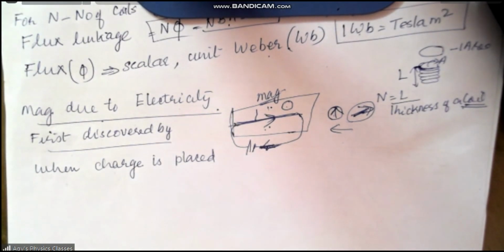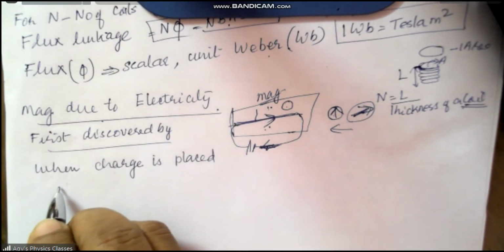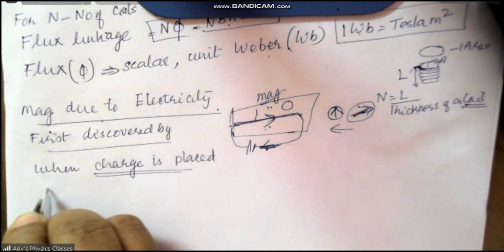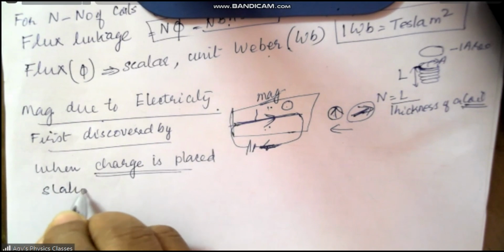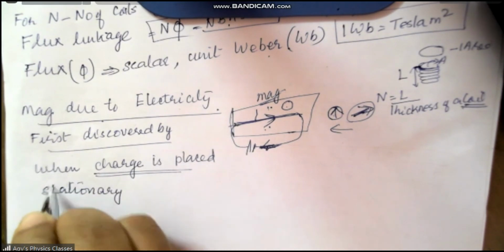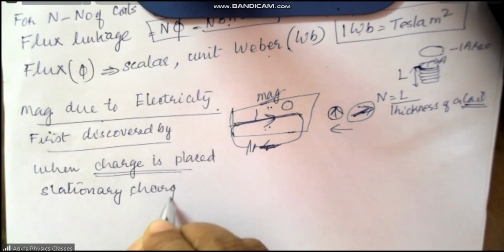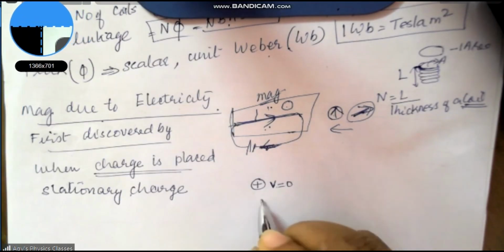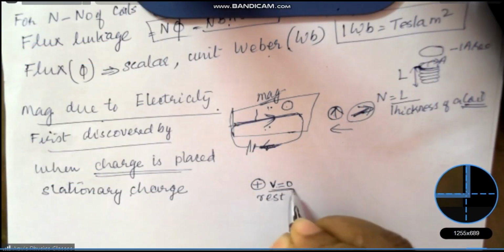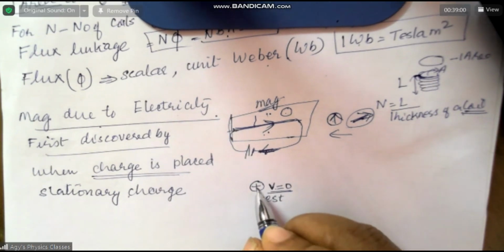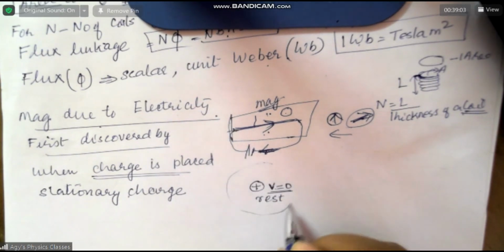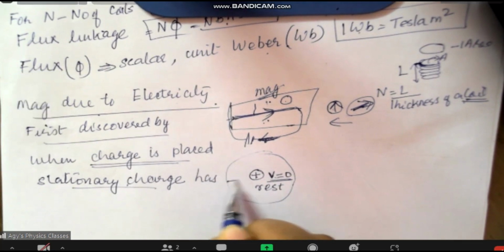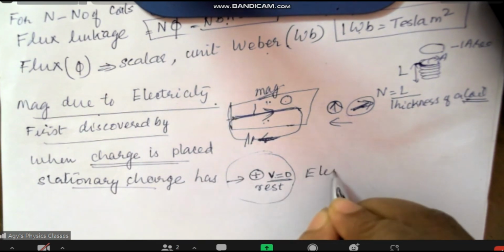Okay, when a charge is placed, I'll give you a table. If the charge is at rest, if the charge is stationary, what does that mean? You have just a positive charge. Stationary, how do you represent it? V is equal to 0. That means it is at rest, not moving. Speed is 0. This one has only an electric field around it. A stationary charge has only an electric field.